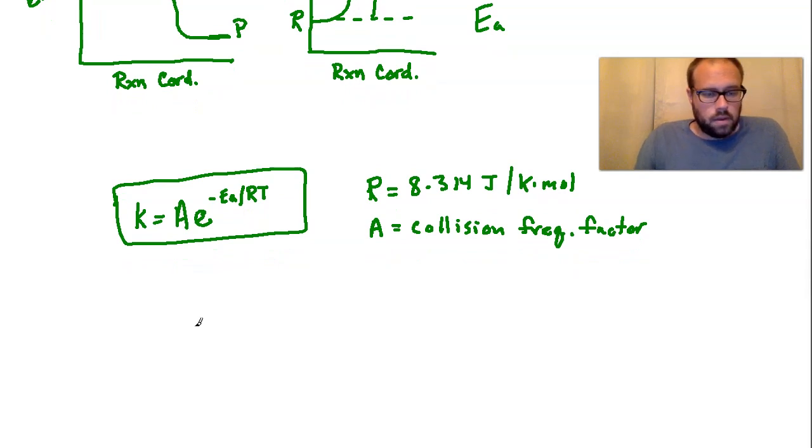Okay, now we can rearrange this, okay, and get rid of that natural e by taking the ln of k.